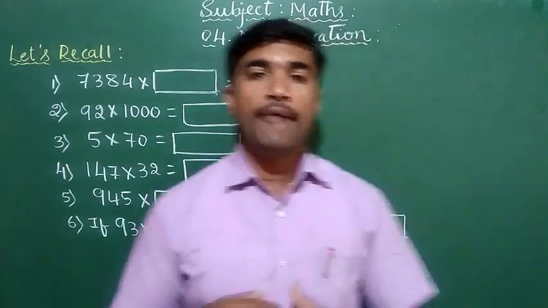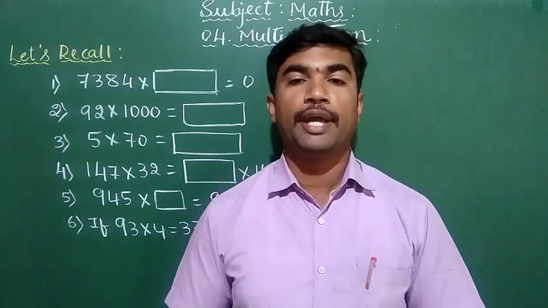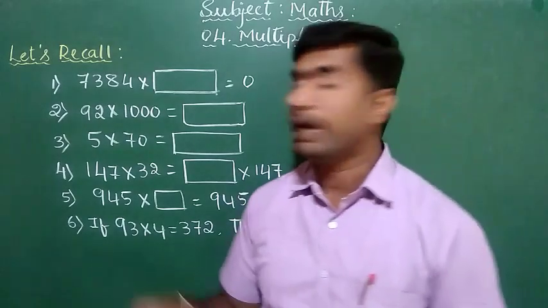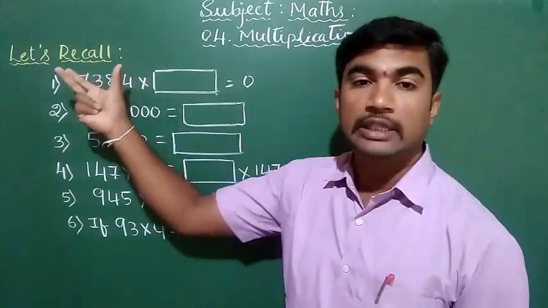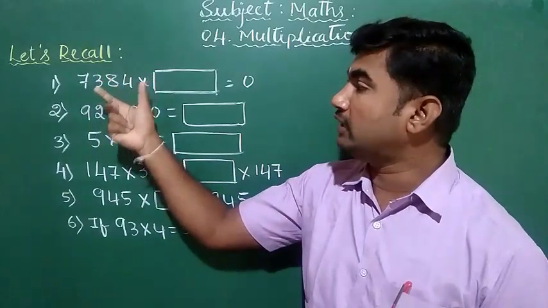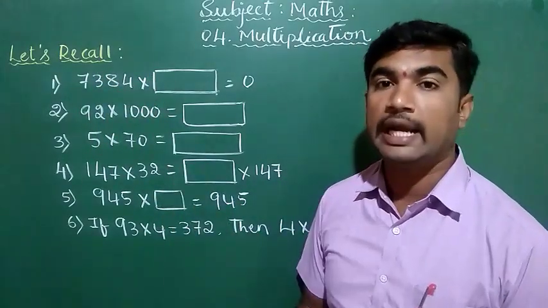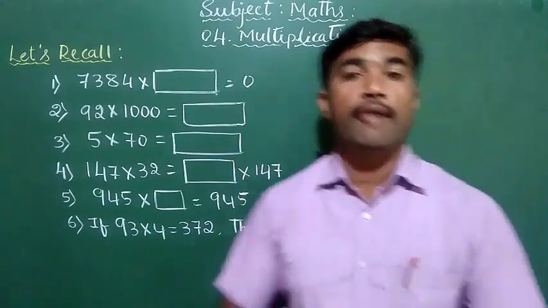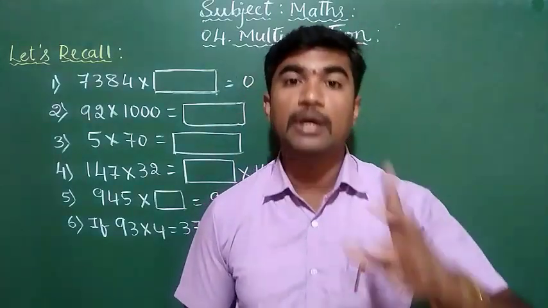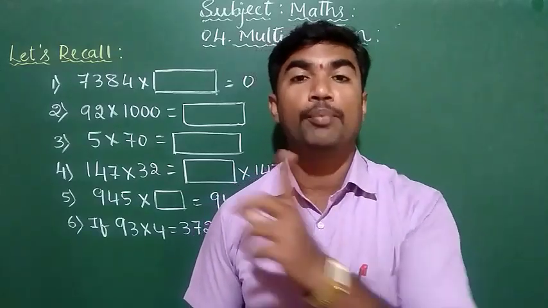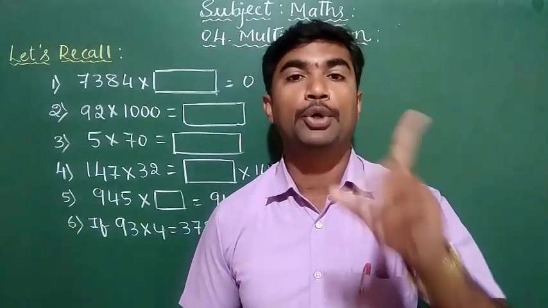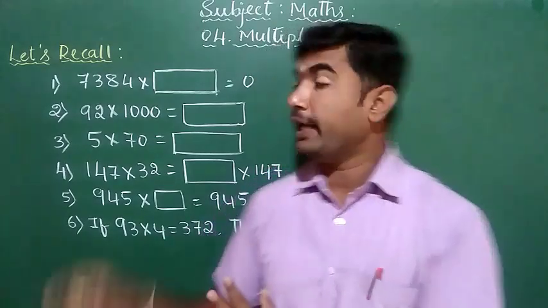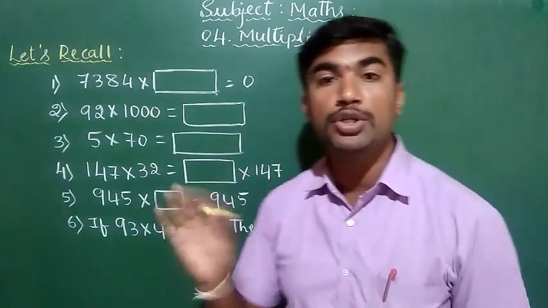I will explain a few problems that you learnt last year. Those problems I will recall. In the fourth chapter, let's recall the exercise. The first question is 7384 into dash equal to 0. My dear friends, when we multiply any number with 0, we get the product as 0. Example, 2 into 0 equal to 0, 3 into 0 equal to 0. Here also we already know the product equals 0.